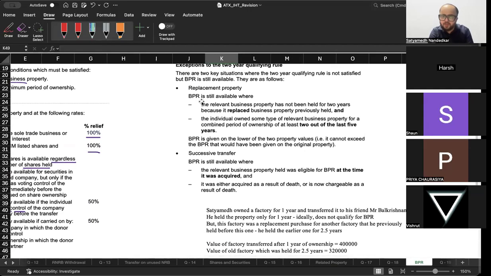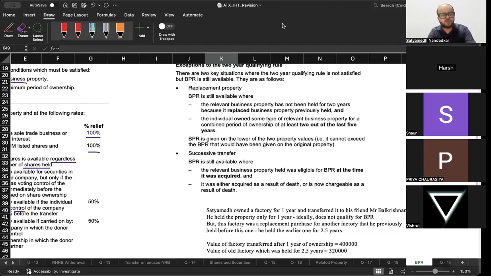In replacement property, BPR is available where the relevant business property has not been held for 2 years because this property replaced a relevant business property which was previously held, and the individual owned some type of relevant business property for a combined period of ownership of at least 2 out of the last 5 years. BPR is the lower of the two values. So these are some of the points that you have to keep in mind when you are talking about exceptions to the BPR calculation.